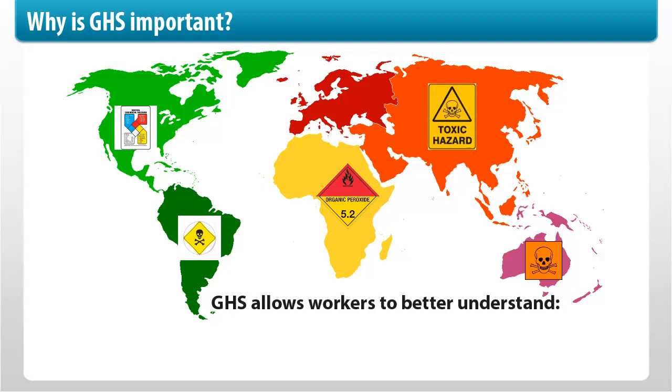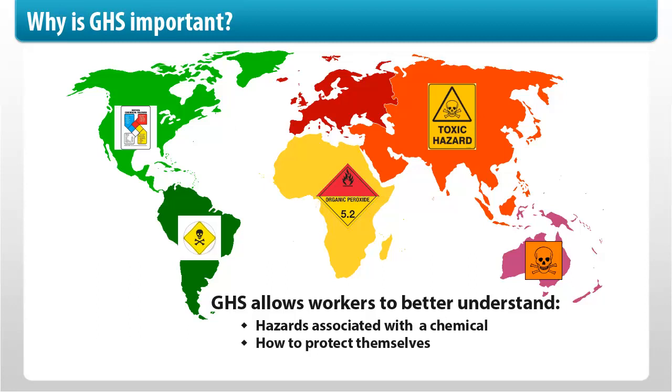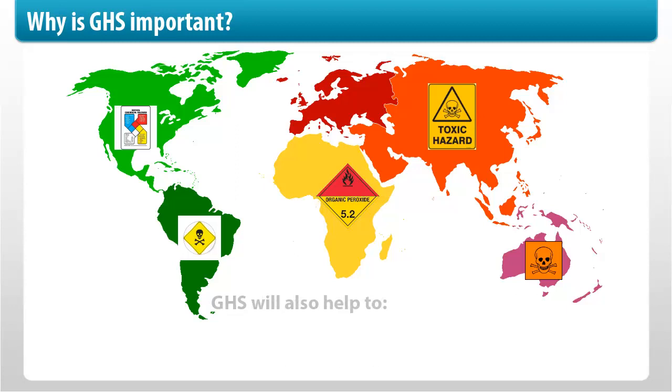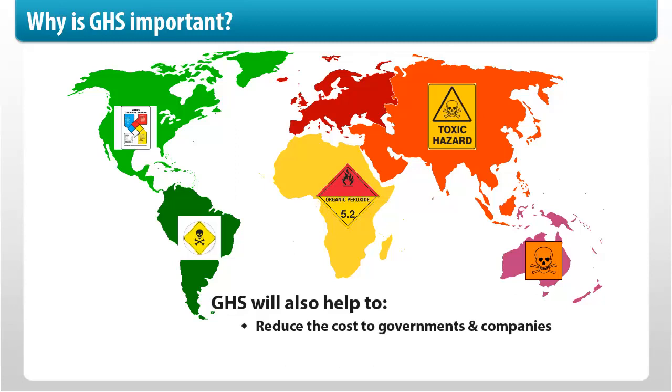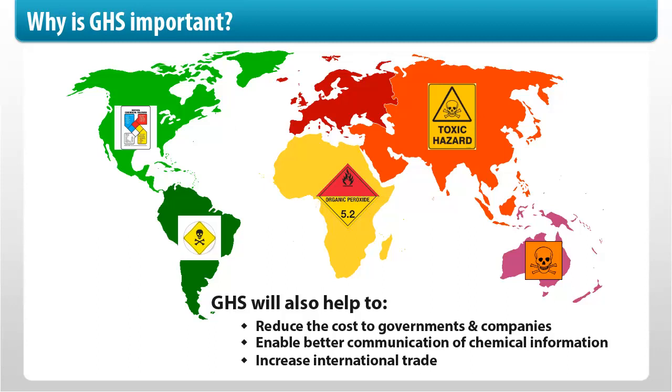With the new GHS, Globally Harmonized System Standard, workers can better understand the hazards associated with a chemical, how to protect themselves, and what to do in the case of an exposure. GHS will also help to reduce the cost to governments and companies complying with different systems, enable better communication of chemical information, and increase international trade.